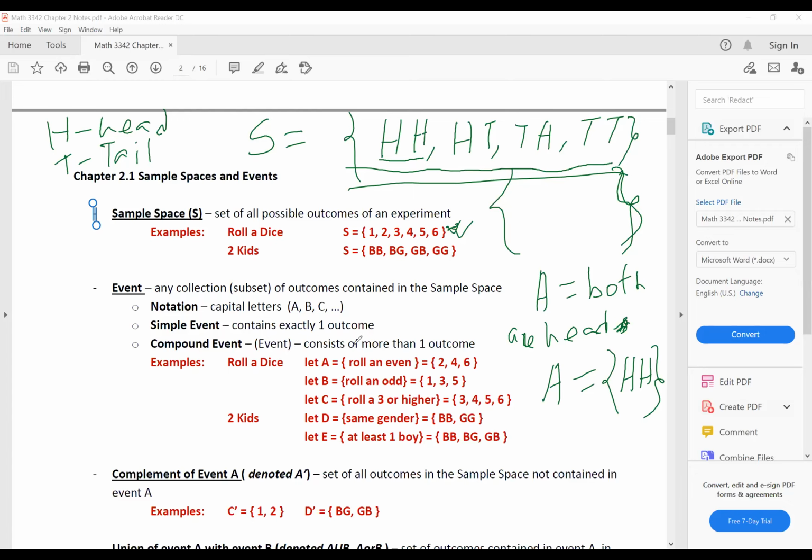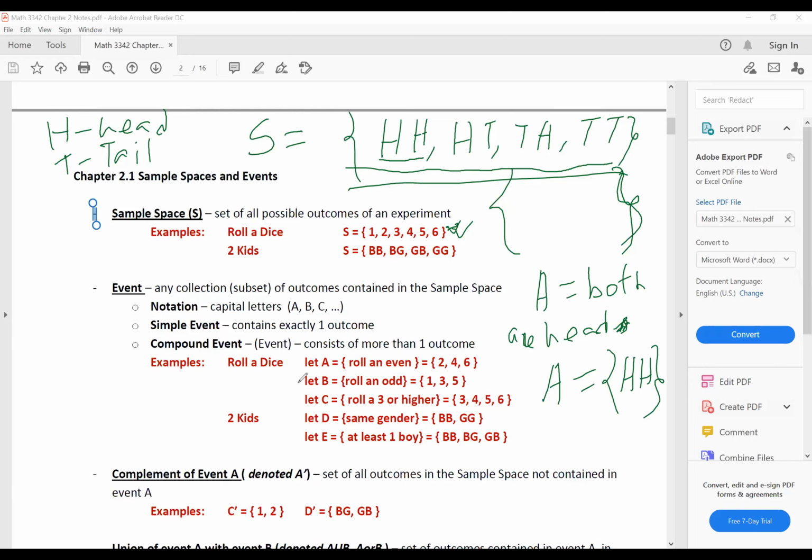And a compound event consists of more than one outcome. If the event has more than one outcome, then it is called a compound event. For example, we have several examples here. For the first experiment, the event A is roll an even number. We have three even numbers here: 2, 4, 6. So if you take the collection of these three outcomes, then the set A will be 2, 4, 6. So this is a compound event, right? Because we have three outcomes in this event. This is not a simple event. This is a compound event.